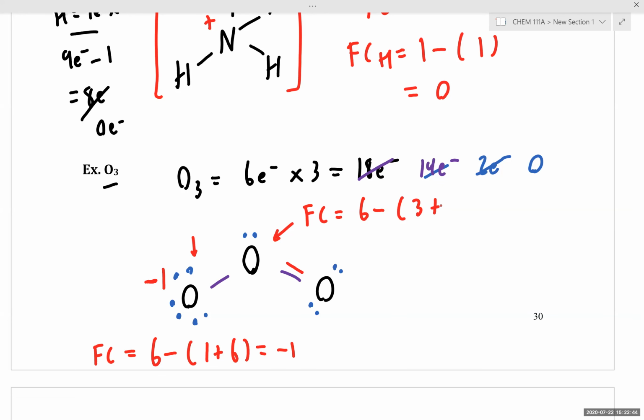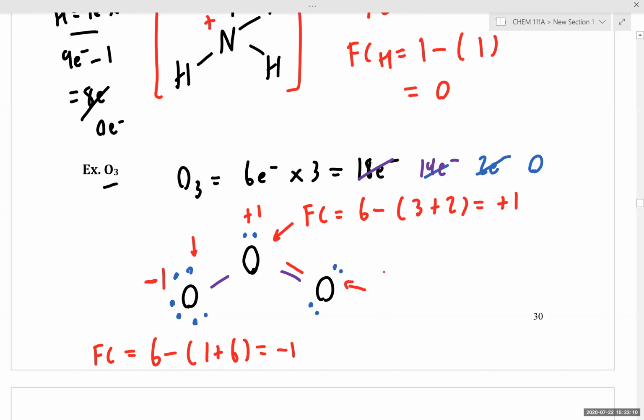And how many lone pairs are on this middle oxygen? How many lone pair electrons are on this middle oxygen? 2, yep. That gives us a formal charge of +1. Okay, so we put a +1 charge on the central oxygen.